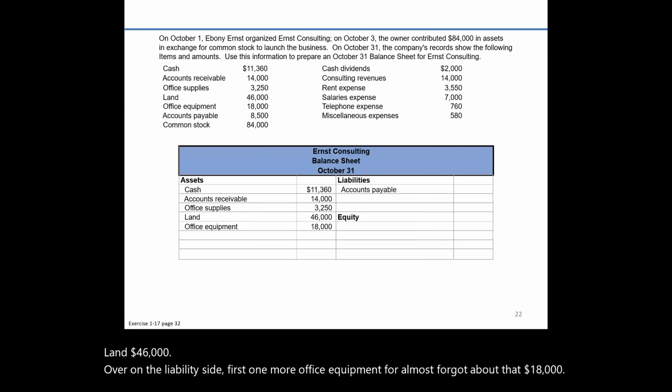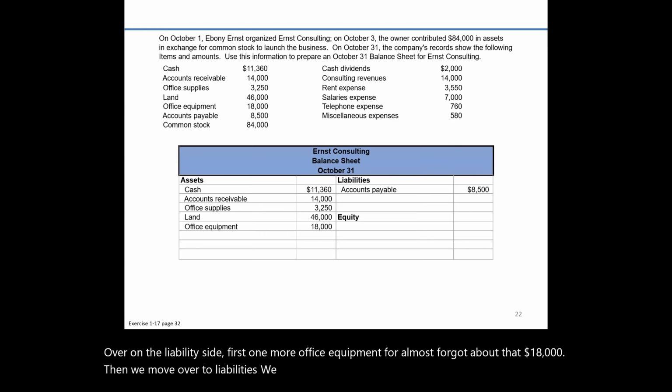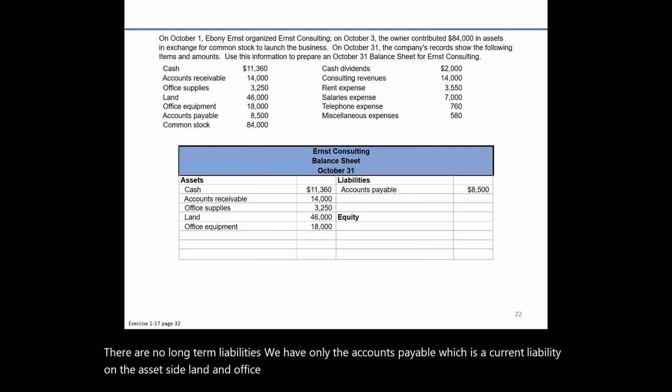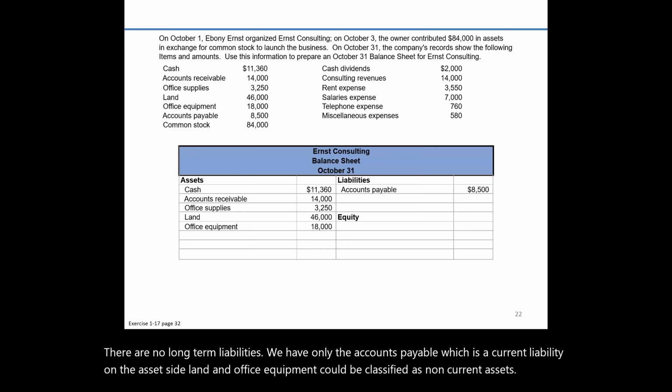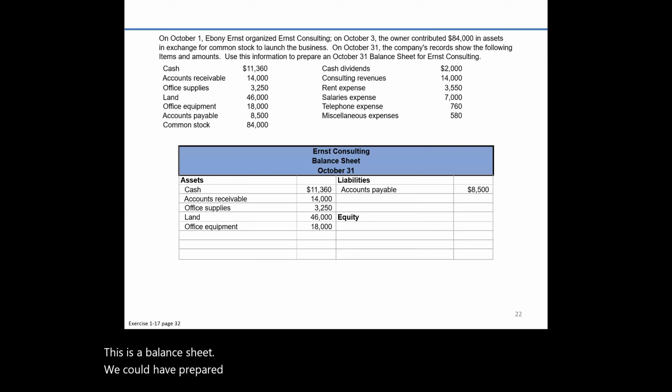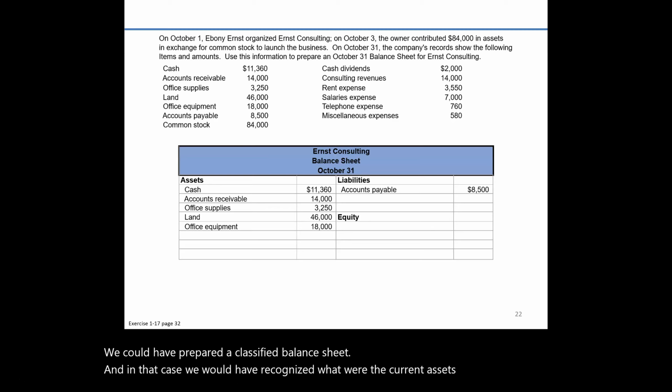Then we move over to liabilities. We have accounts payable for $8,500. There are no long-term liabilities. We have only the accounts payable, which is a current liability. On the asset side, land and office equipment could be classified as non-current assets. This is a balance sheet. We could have prepared a classified balance sheet, and in that case we would have recognized what were the current assets, what were the non-current assets.